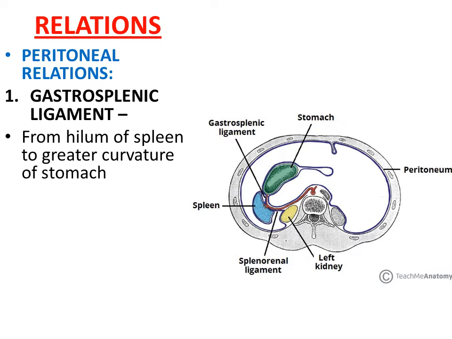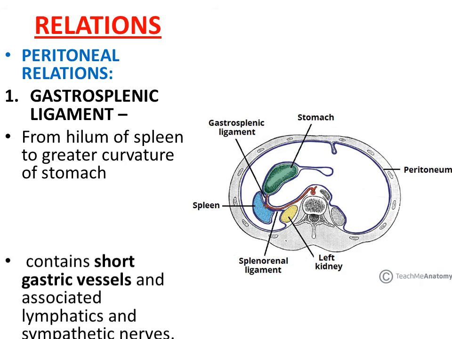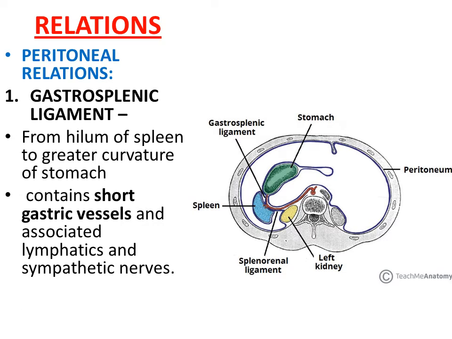And this is the diagram. Basically, it is showing the horizontal section through the supracolic compartment of abdomen, right? And over here, I'll explain you this one. See, this is spleen, this is stomach. Now see, this is gastrosplenic ligament extending from the hilum of spleen to the greater curvature of stomach. It is a double layer fold of the peritoneum, right? Now important are its contents. It contains short gastric vessels and associated lymphatics and sympathetic nerves, right?